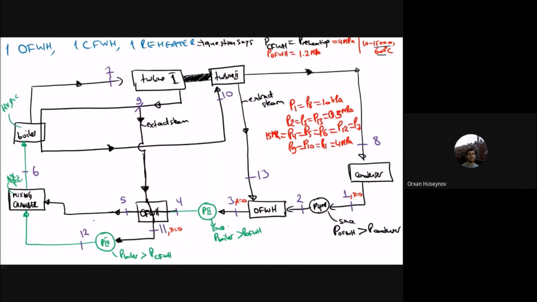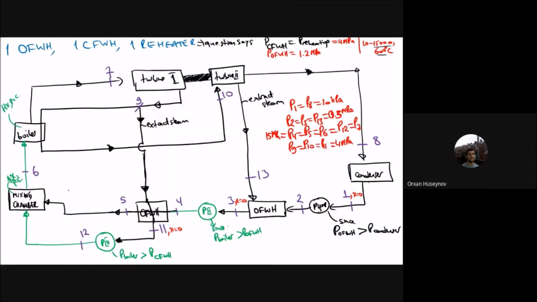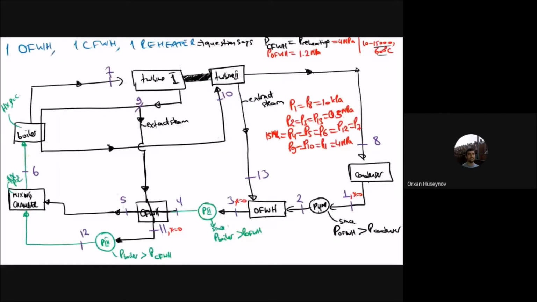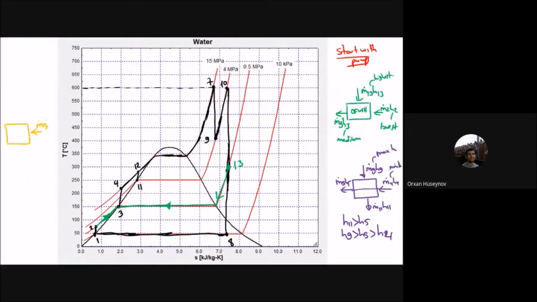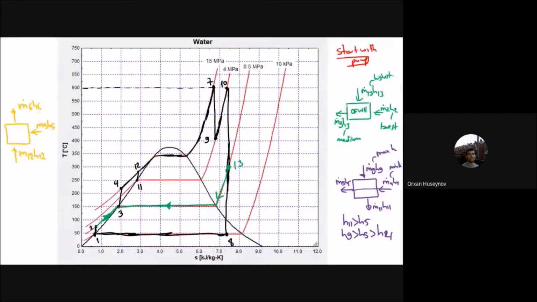Now let's see the second one, which is the mixing chamber here. Enthalpy of 11 is greater than enthalpy of 5, and the enthalpy of 9 is greater than enthalpy of 5, and that one is greater than enthalpy of 4. Now the mixing chamber here, see the comparison of the values here. For the mixing chamber, you will have m dot 5 enthalpy at 5. You will have m dot 12 enthalpy at 12, and also m dot 6 enthalpy at 6.